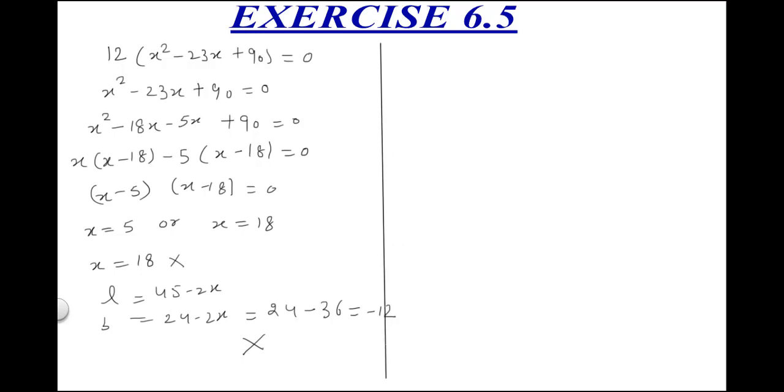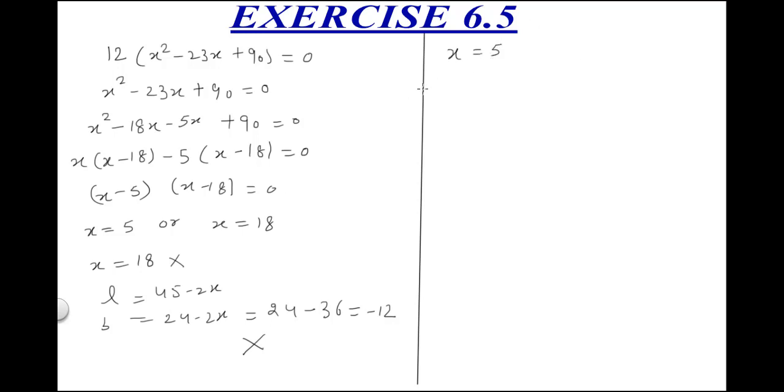So we will put x as equal to 5. Now at x equals 5, we have to find out the second order derivative of the volume, and we have to prove that it is less than 0 for maximum volume.